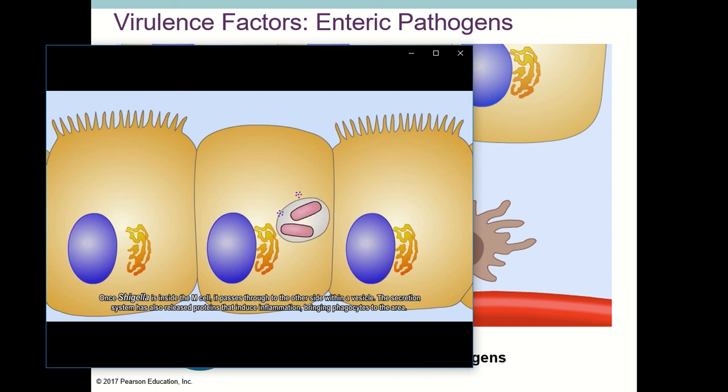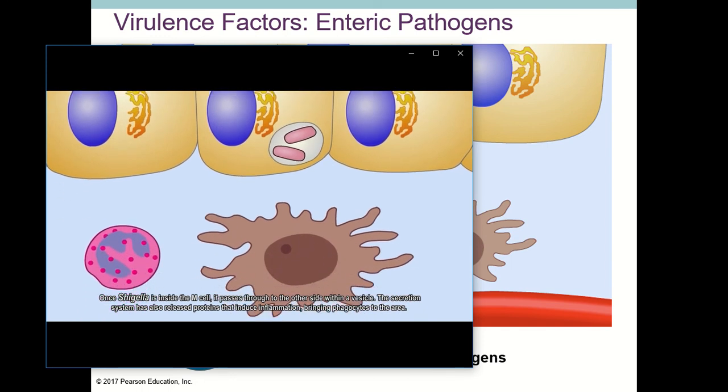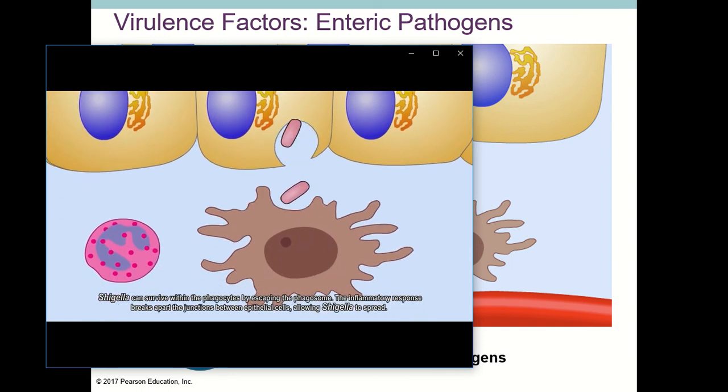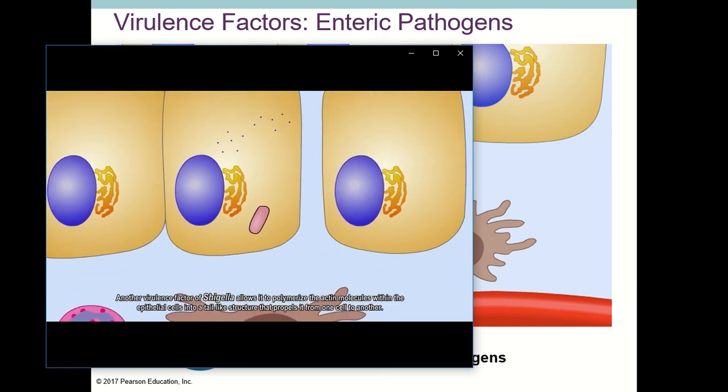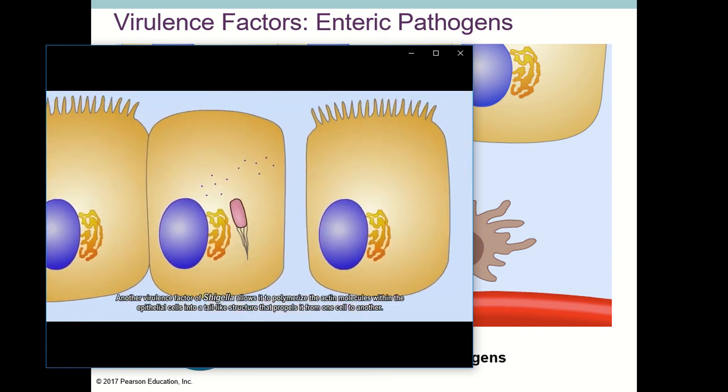The secretion system has also released proteins that induce inflammation, bringing phagocytes to the area. Shigella can survive within the phagocytes by escaping the phagosome. The inflammatory response breaks apart the junctions between epithelial cells, allowing Shigella to spread. Another virulence factor of Shigella allows it to polymerize the actin molecules within the epithelial cells into a tail-like structure that propels it from one cell to another.